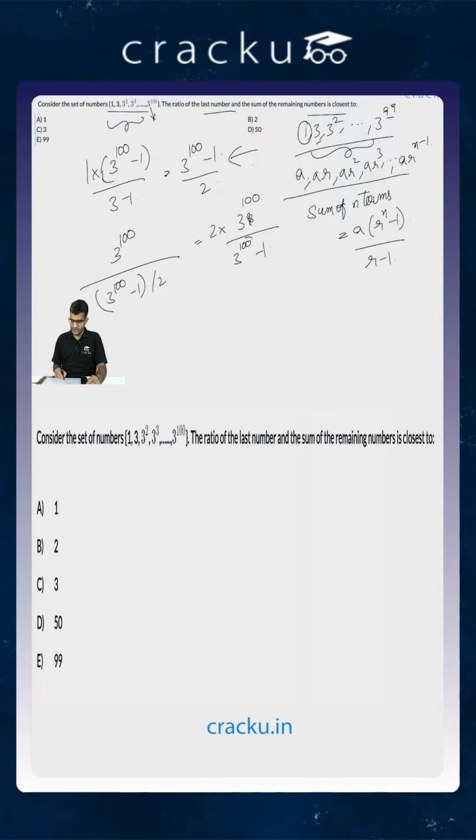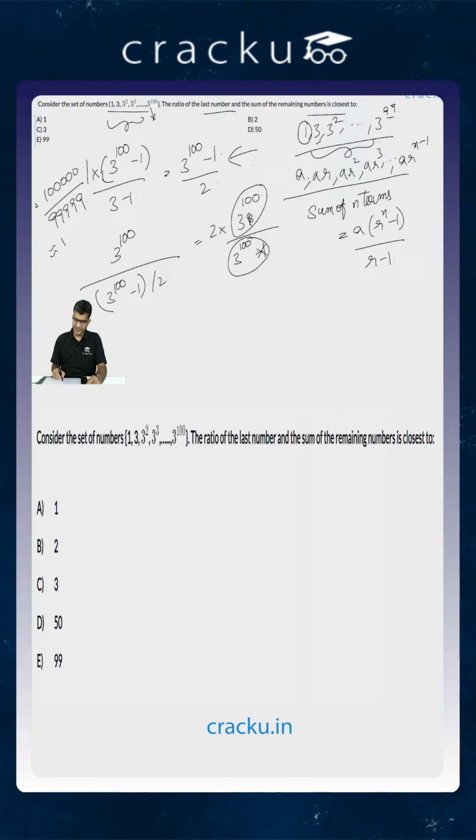Now the thing that you should notice is that 3 to the power 100 is a very, very large number. So the minus 1 over here can be ignored when you are calculating the ratio of 3 to the power 100 and 3 to the power 100 minus 1. Just to give you an idea, if say the value of n is 10,000, which is a very large number, the value of 10,000 divided by 9,999 will be very close to 1. If you are adding one more 0, this will become even closer to 1.